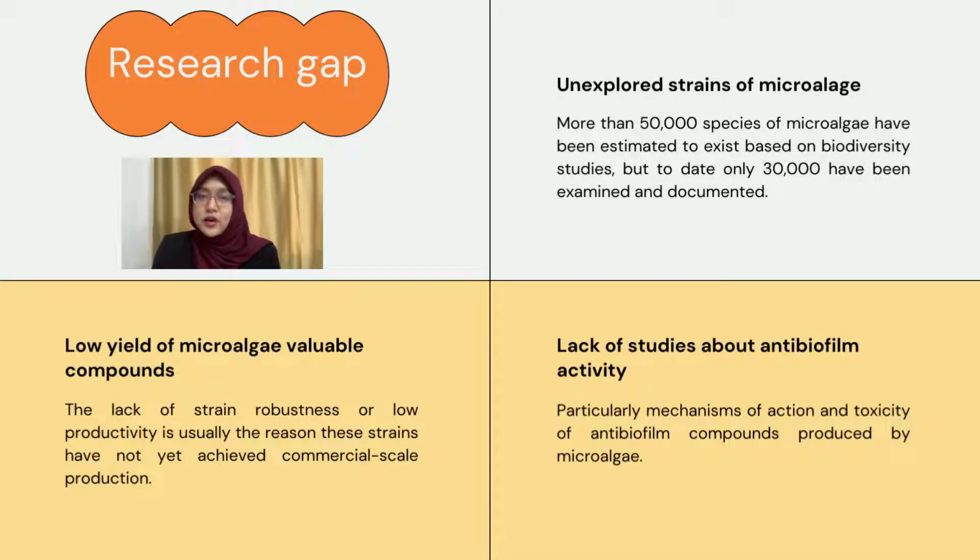After reviewing most of the published papers related to antimicrobial and antibiofilm activity of microalgae, some research gaps have been identified. The first one is unexplored strains of microalgae. Based on biodiversity studies, more than 50,000 species of microalgae have been estimated to exist, but to date, only 30,000 have been documented. Moreover, the low yield of valuable microalgae compounds, the lack of strain robustness, or low productivity is usually the reason these strains have not yet achieved commercial scale production.